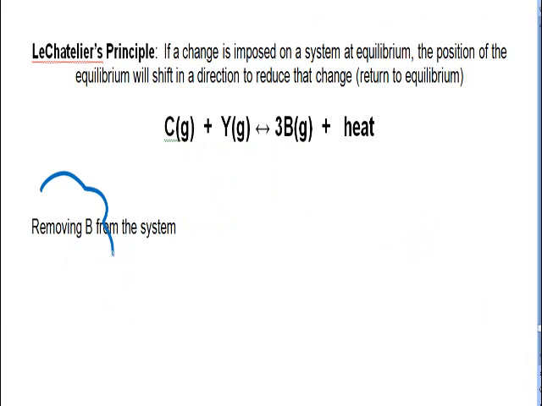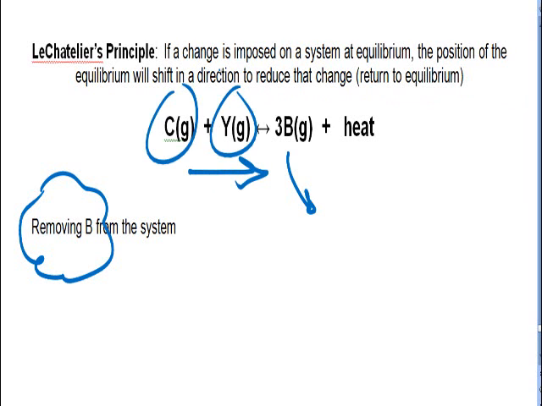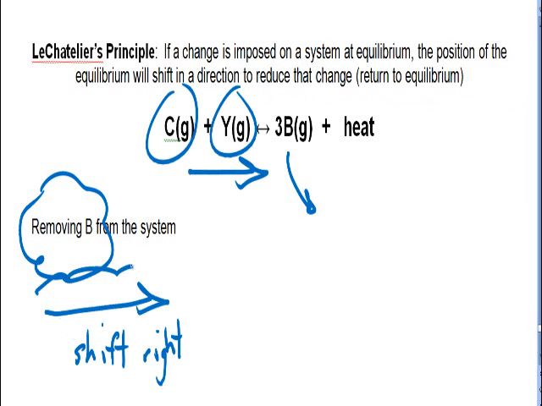In the last example, we're going to remove B from the system. If we take B and take it away, the reaction wants to respond to replace the B that's been removed. To generate more B, the reaction has to go to the right. C and Y get converted into B. So in response to this alteration to come back to equilibrium, we would say that the system would shift right to generate more B.